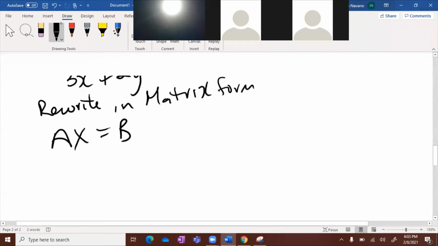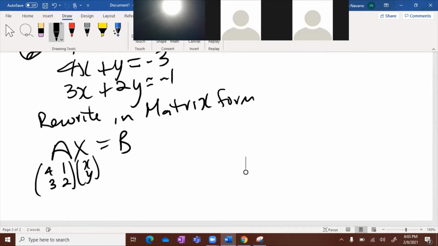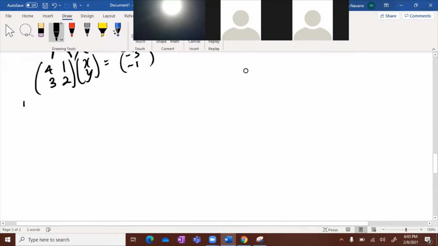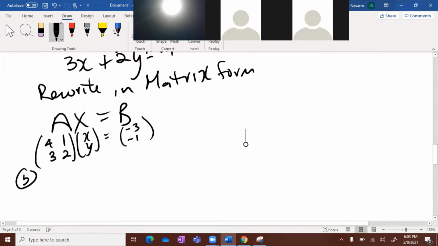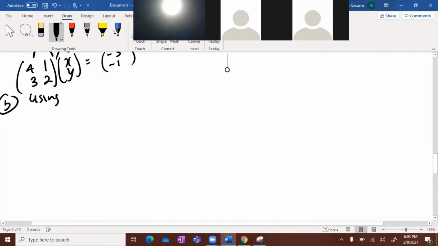Let me make this a little bit bigger. So that's going to be 4, 1, 3, 2 times XY equals -3, -1. So that's A, and B is going to be using the inverse method.